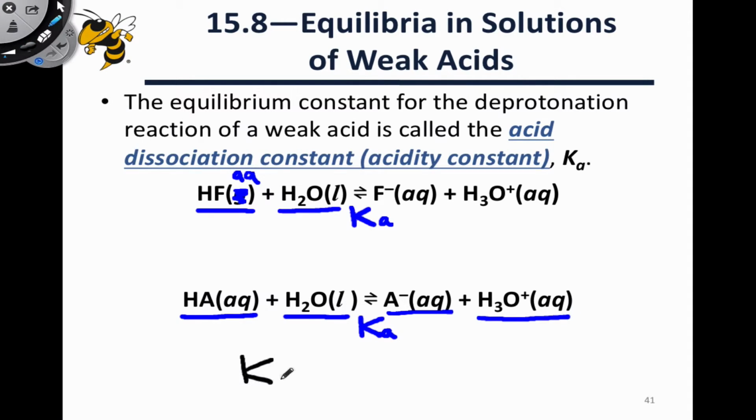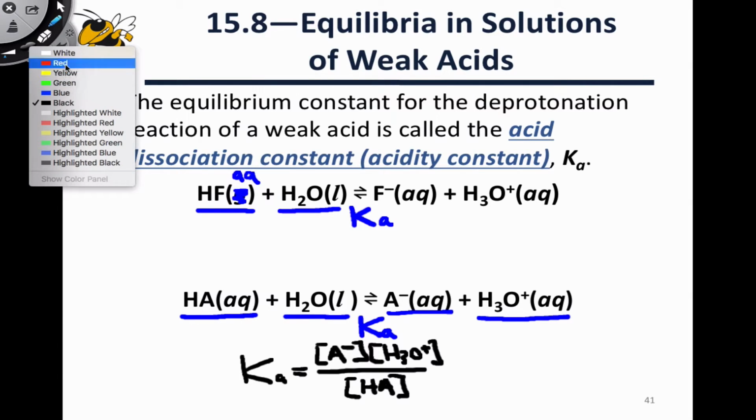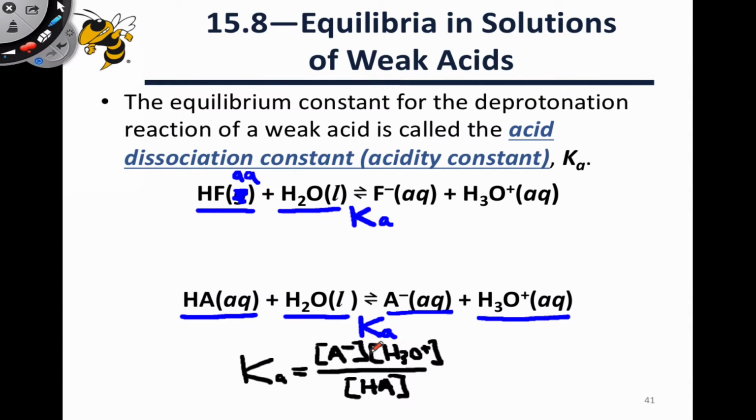Recognizing that we can write the equilibrium expression for Ka the same way we would write any other equilibrium expression, we can see that the magnitude of Ka is essentially a measure of how much hydronium ion is in solution when the solution is at equilibrium. So in other words, the larger Ka is, the larger the hydronium ion concentration is for fixed values of A minus and HA concentrations. That's the beauty of Ka.